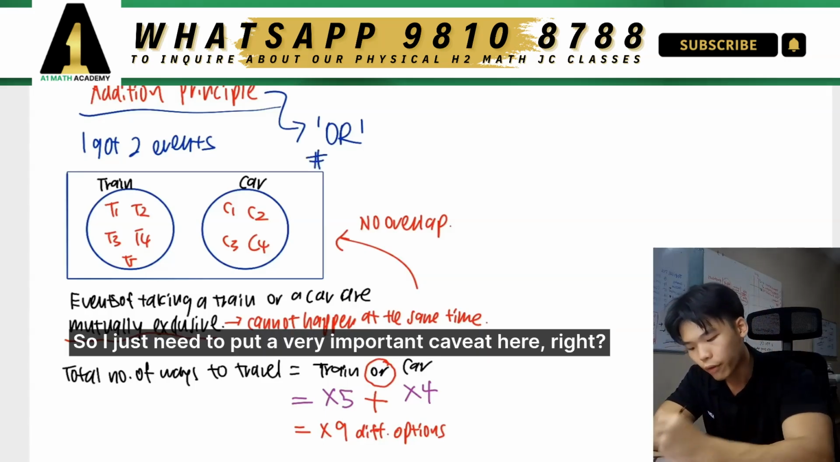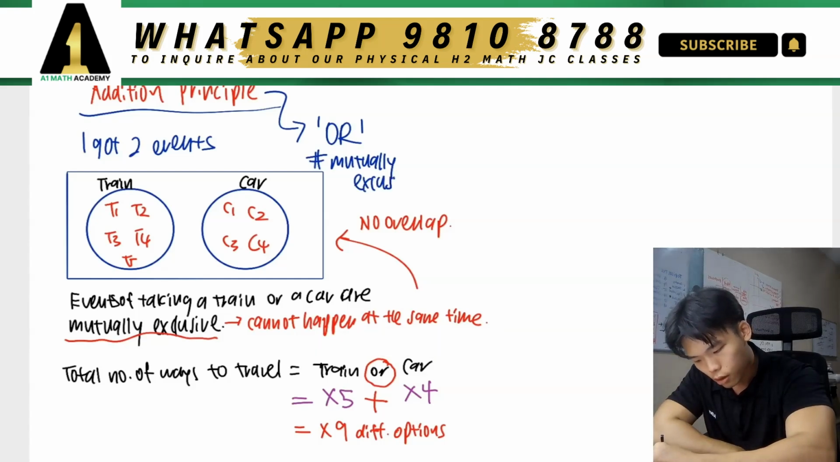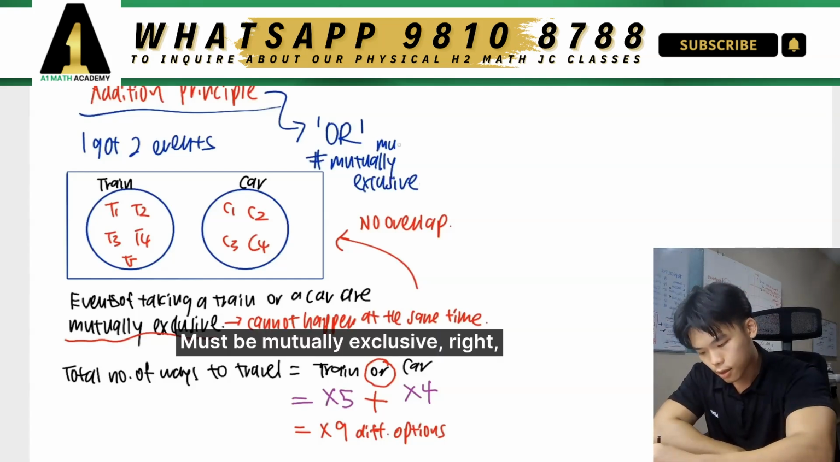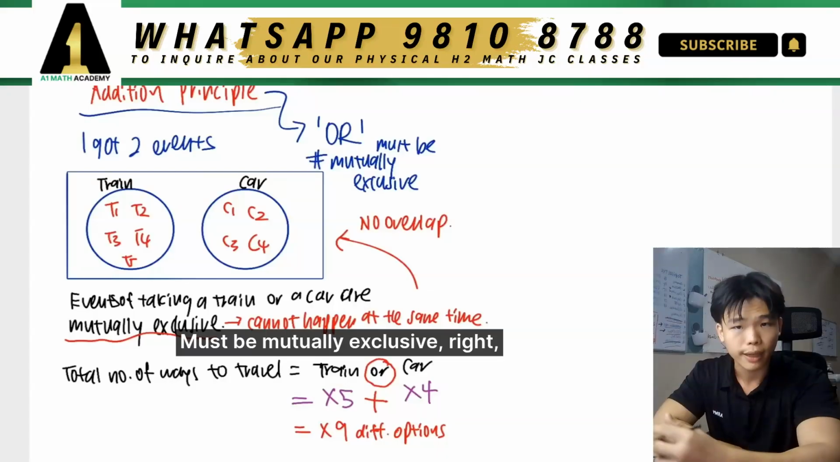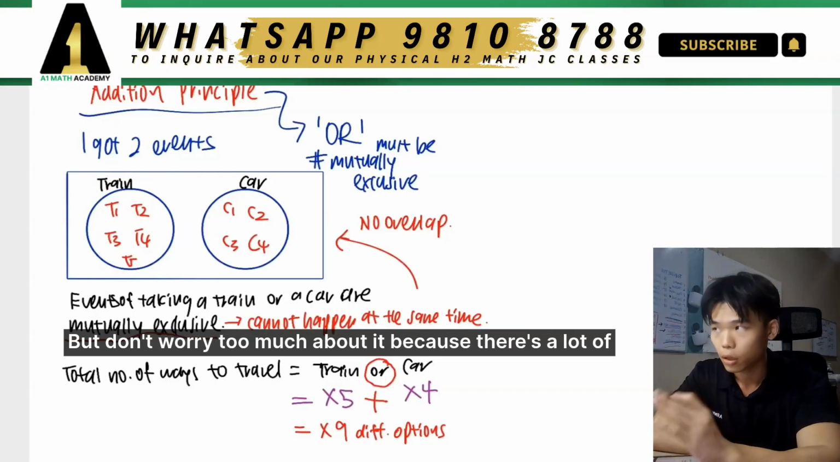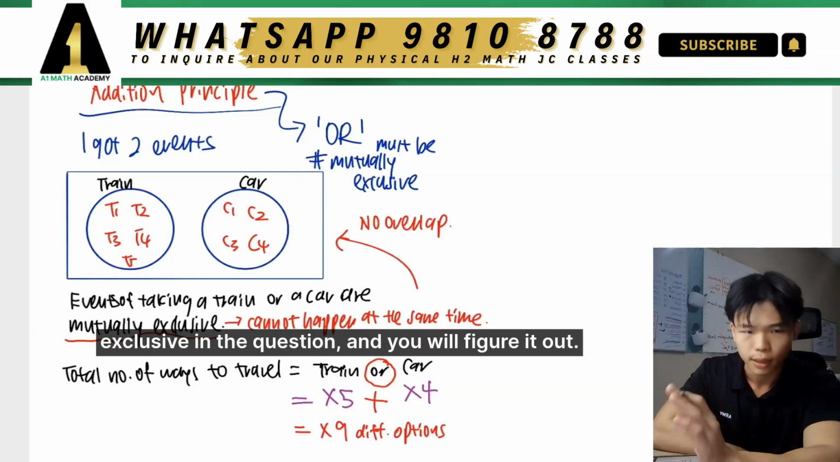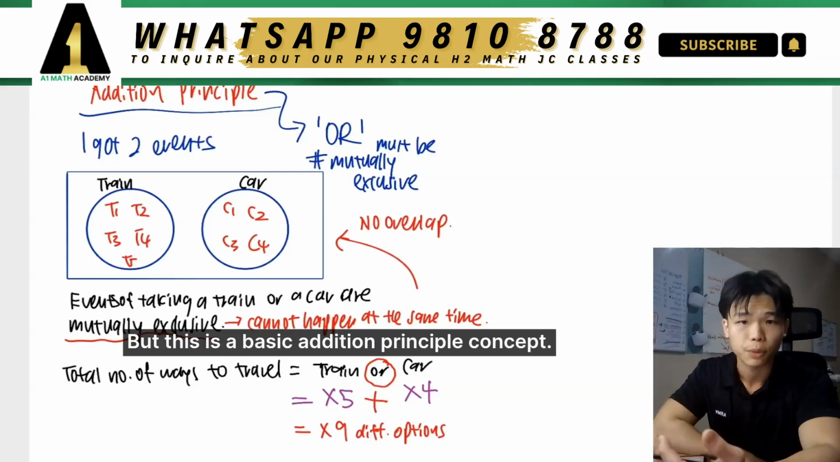I just need to put a very important caveat here: they must be mutually exclusive in order for you to apply this. But don't worry too much about it, because in a lot of questions you will realize that two events are mutually exclusive and you will figure it out. This is the basic addition principle concept.